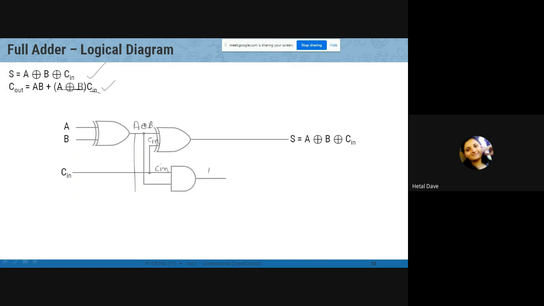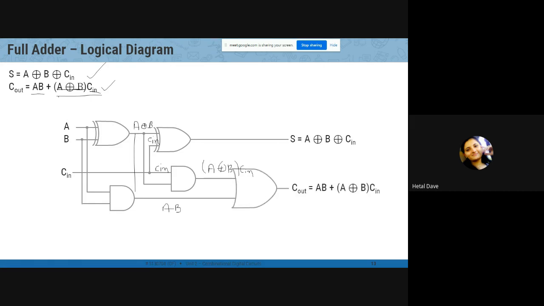Here what will be the output? A XOR B into C in. So this much portion is over. Now what you need to do? A and B, A and B. Now they both should be ORed together. The final equation is this.